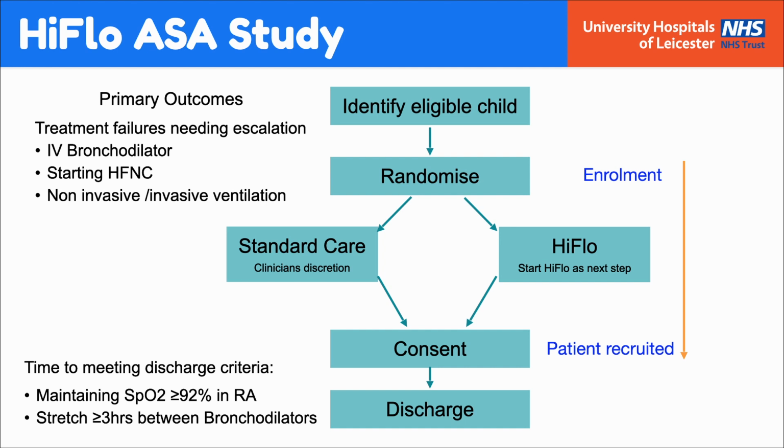Once they are randomised to one treatment arm, at that point they are enrolled in the study, and then once the patient is stable, we obtain consent, at which point the patient is recruited to the study. During their time in the study, we look at some primary treatment outcomes, including treatment failures needing escalation in therapy, such as high flow in and of itself, and invasive or non-invasive ventilation. We also compared the time to meeting discharge criteria in both treatment arms.